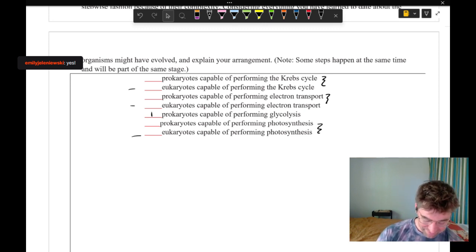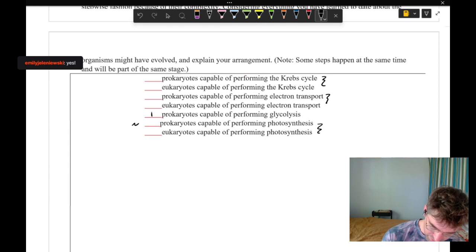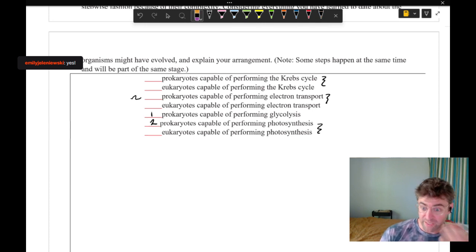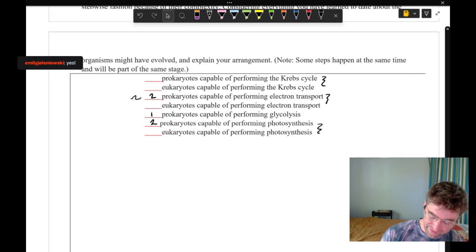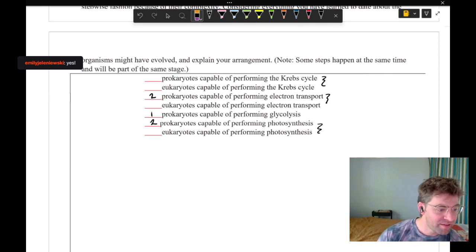So glycolytic prokaryotes. Next up, we're still on prokaryotes, but we've got prokaryotes performing photosynthesis. I'm just going to put a little squiggle here. And prokaryotes performing electron transport. Which came first, or did they happen together? Photosynthesis creates a lot of oxygen as a byproduct, enough that we were able to saturate the planet with it. And using that oxygen for electron transport was then more possible, right? So prokaryotic photosynthesis requires electron transport and produces oxygen as a byproduct. Neither the Krebs cycle nor electron transport can occur in the absence of oxygen. Both of those things had to happen at the same time.